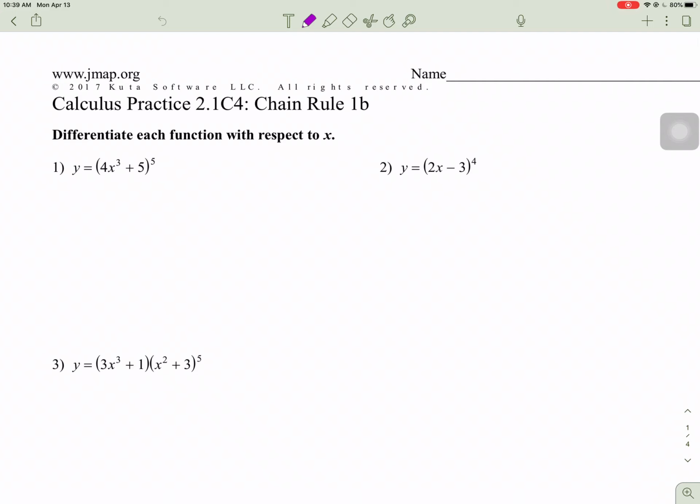All right, we're going to go through some more practice for derivatives. First one, we're going to differentiate everything. We take the derivative of everything.